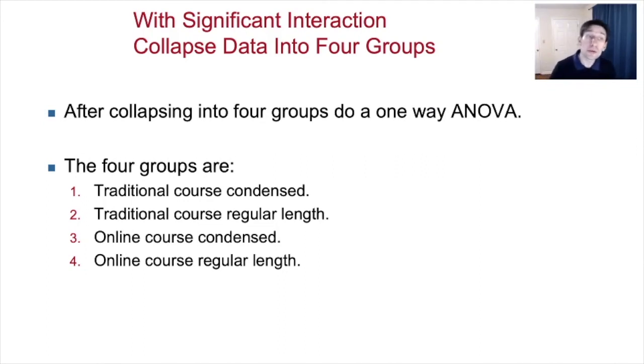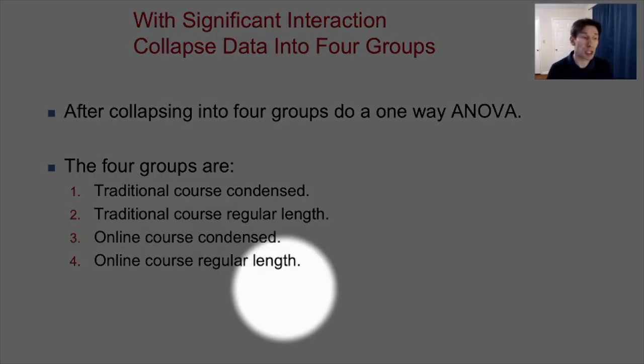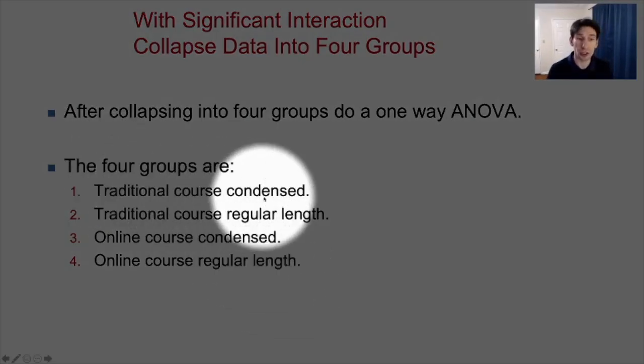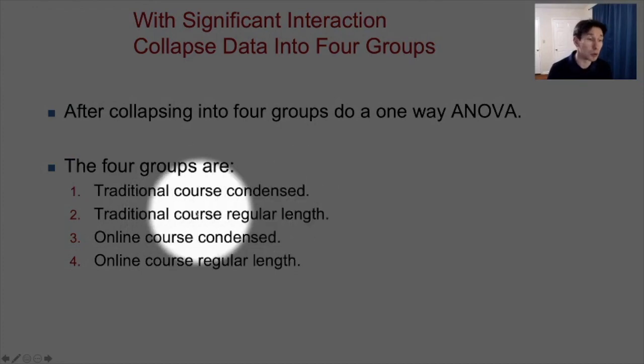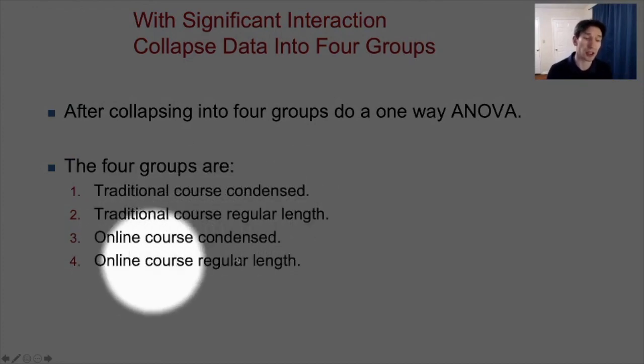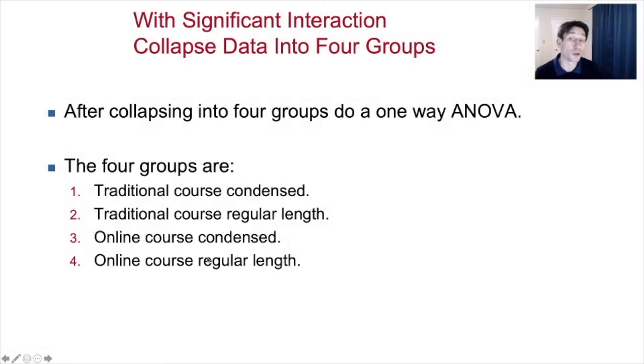So what would you do if you did have a significant interaction term? Well, what you can do is you just collapse the data into just 4 groups, and then you treat them as if it was a one-way ANOVA. For instance, here, you would just make new groups called traditional condensed course, traditional regular course, online condensed course, and online regular course. You have 4 groups, you can run a regular one-way ANOVA.